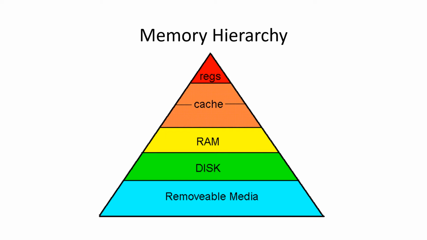Cache level 1 would be 1 megabyte. Cache level 2 might be 2, 3, 6 megabytes. RAM will be 2, 4 gigabytes, and disk space is in the terabytes. So it just gets bigger and bigger at the bottom. So that's the memory hierarchy. Of course, it's much faster at the top than it is at the bottom.